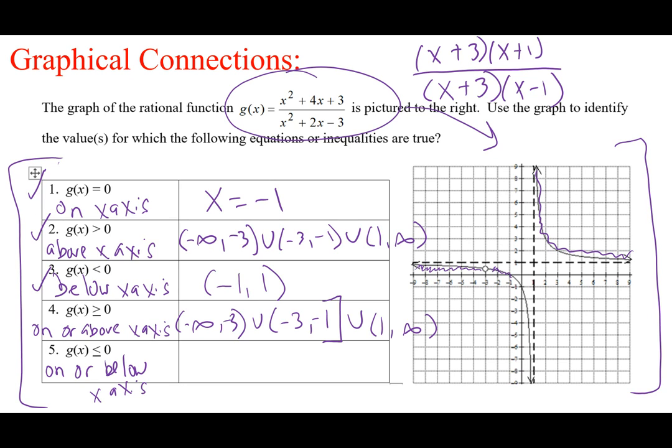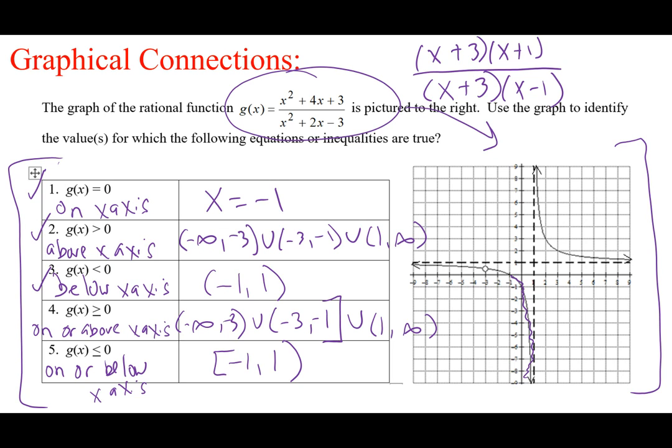And similarly for number 5, if you compare 3 and 5, where is it on or below the x-axis? It's still going to be this right here. The only difference being that you can include the 0, which is negative 1, but you can never include the vertical asymptote. So just to be clear, this is an alternative way to solve a rational inequality if you have the graph in front of you.